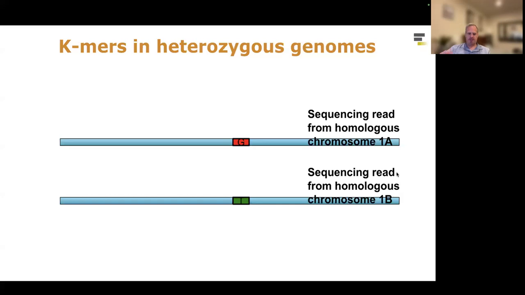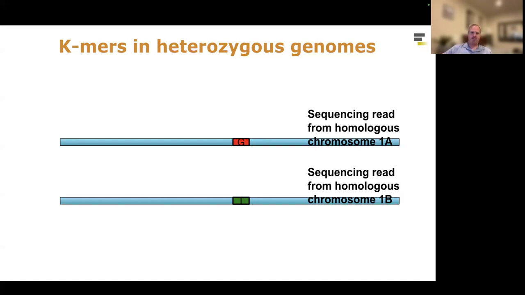Another thing you can do, especially if you're moving into wild species or species where there's been a lot of heterozygosity, is a k-mer-based analysis to measure the level of heterozygosity in your sample, even without a genome assembly.